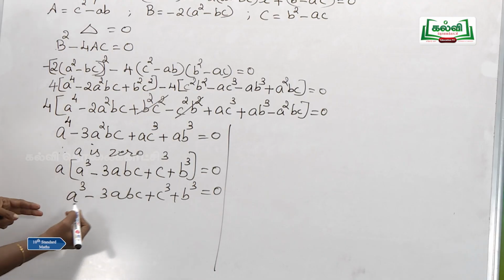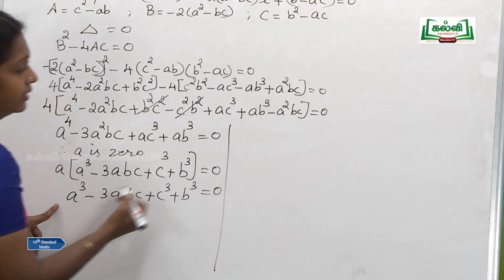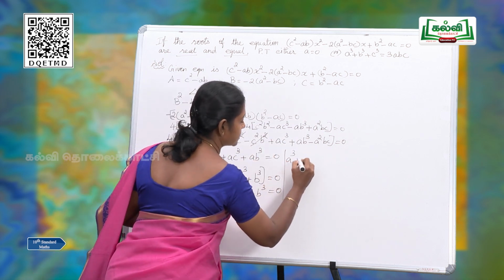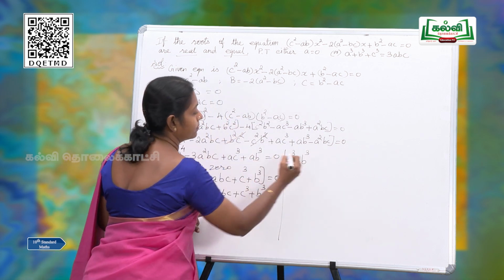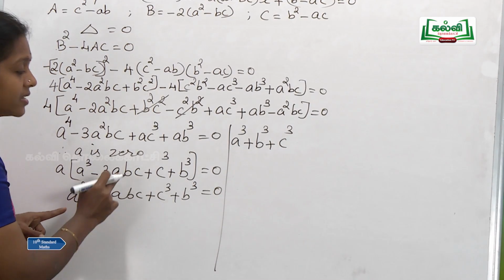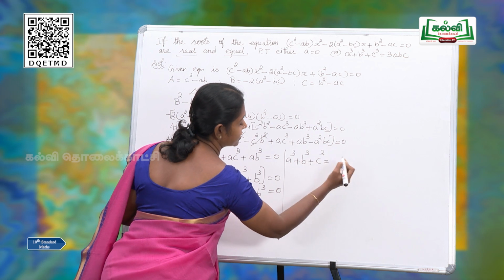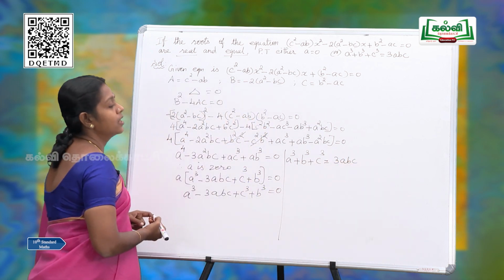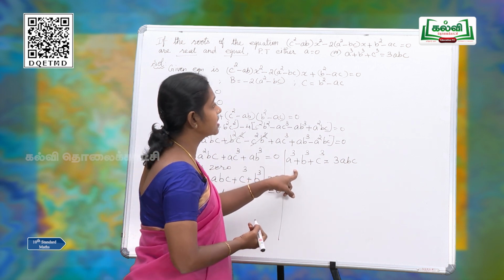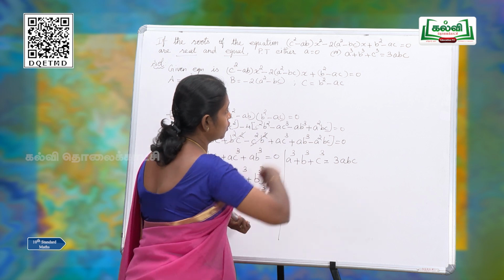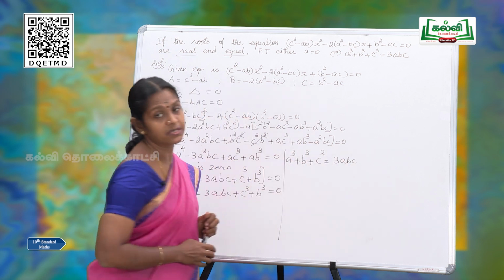Clear? Next step, what are we going to do? Just I am aligning the answers. a cube plus b cube plus c cube, and this minus abc I am just taking on the right hand side. It will become plus 3abc. Now see, we have proved it, right? What is given in the question? a cube plus b cube plus c cube, which is equal to 3abc.